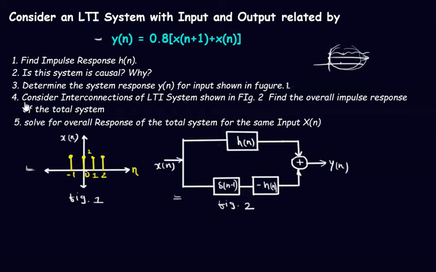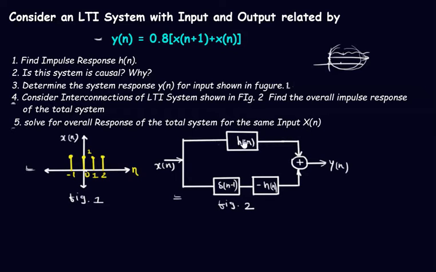Now question number 4 says to consider the interconnection of LTI systems shown in figure 2. We have to consider this figure for this question, and they say to define the overall impulse response of the total system. We will have to find the impulse response of the system. Again, impulse response means the response due to the impulse input. That we will consider in question number 4. And in question number 5, solve for the overall response of the total system for the same input x of n.